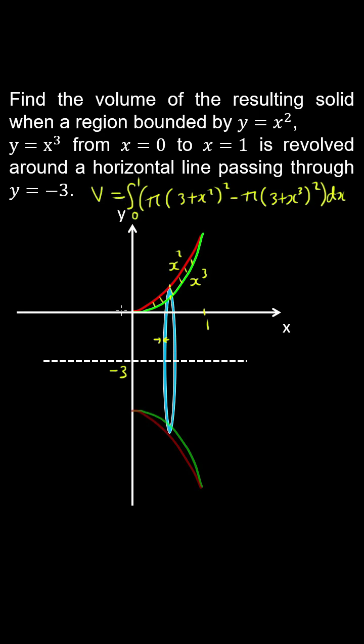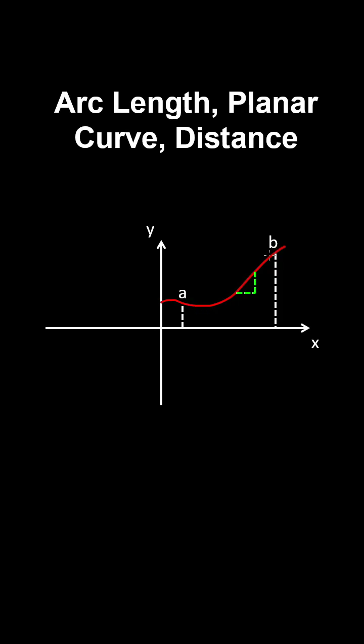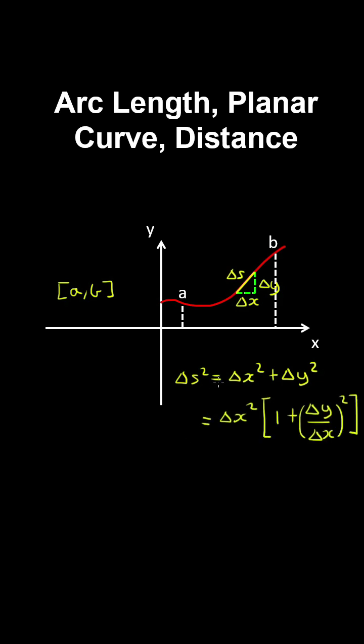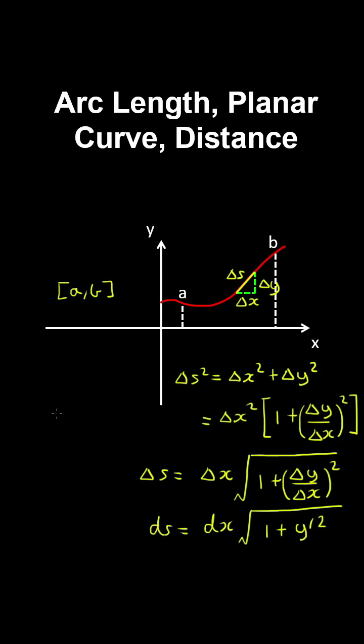We can find the length of a planar curve in a closed interval from a to b using the arc length definite integral. So if we construct a triangle that has a length delta s along the curve, we can denote the other dimensions as delta x and delta y. And now using Pythagoras' theorem, we obtain the following relationship, and then factoring out delta x squared, and then taking the square root of both sides, and in the limit as delta x goes to 0, we obtain the following expression, where y dash is the derivative of y with respect to x.